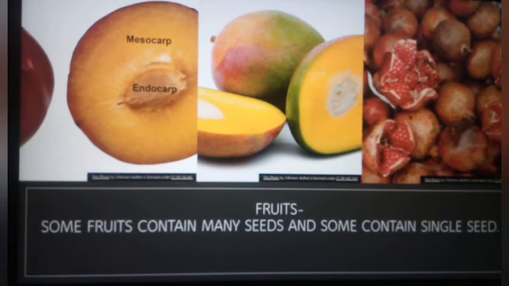If you have observed, a mango contains a single seed, and pomegranate contains many seeds. The same way, papaya also contains many seeds inside it. So you can see in the picture also.